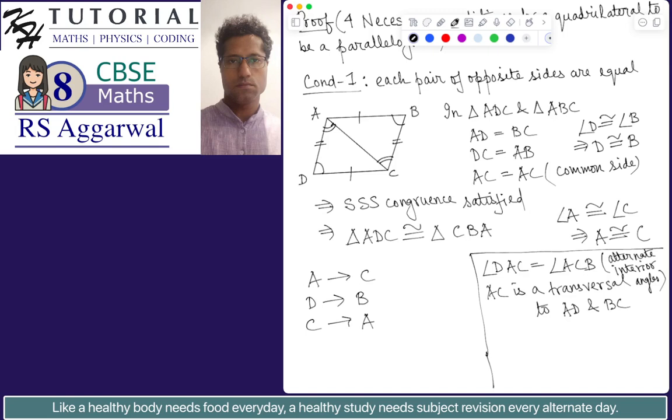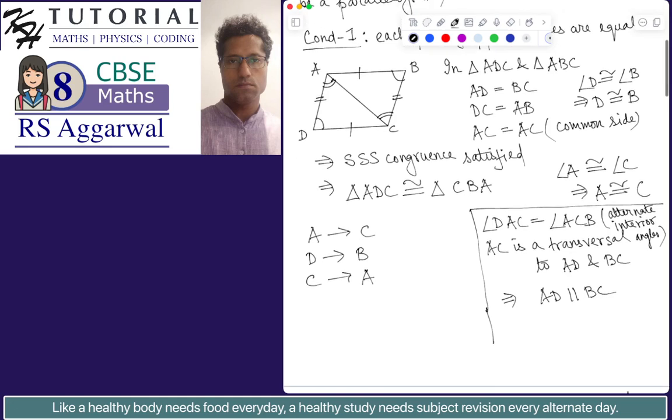Angle DAC and angle ACB are alternate interior angles. So as a result we can say that AD is parallel to BC. So one pair of opposite sides is proved to be parallel. Similarly, we have to prove that AB is parallel to DC.